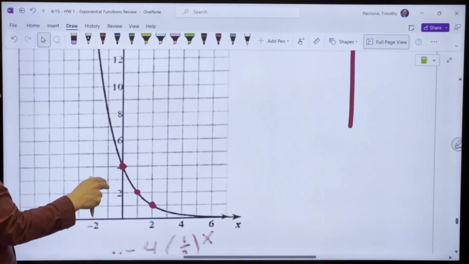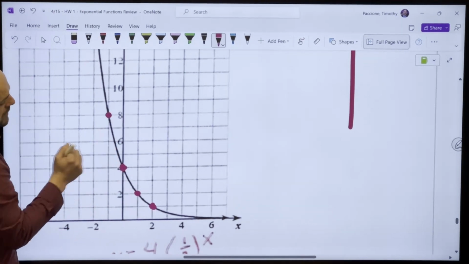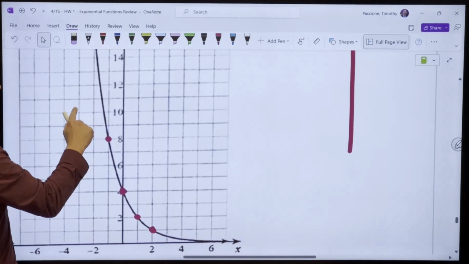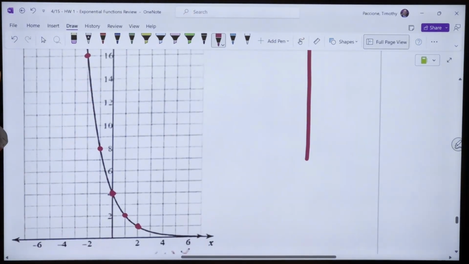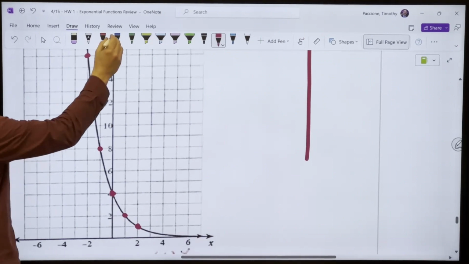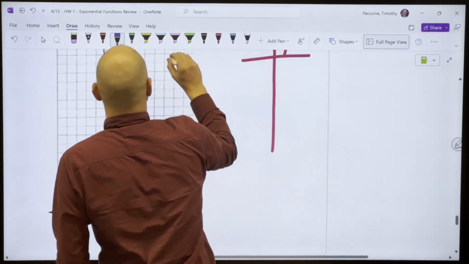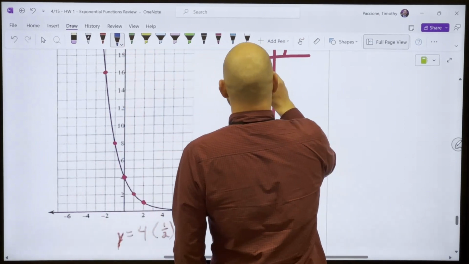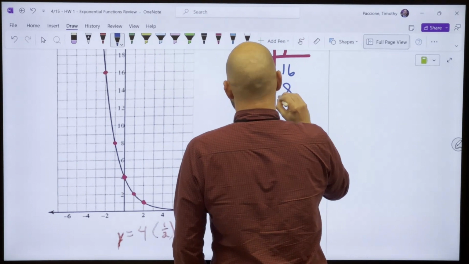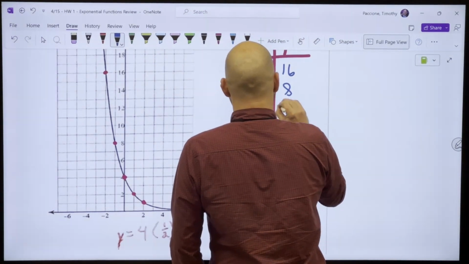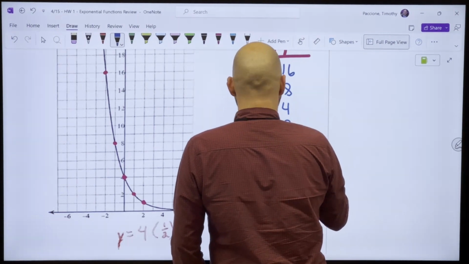I don't need every point. I just need some points. If I went backwards, I found more good points. There's one right there. And yeah, there's one right here, right? So I have plenty of points. I don't need any more probably. Okay? Now, I throw these into the table. And let's see, I had -2, 16, -1, 8, 0, 4, 1, 2, 2, 1.